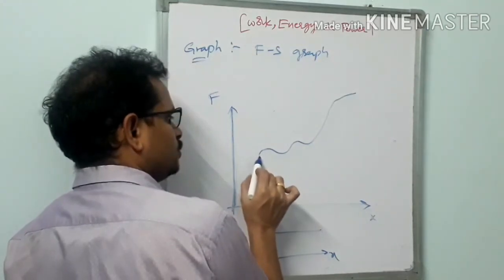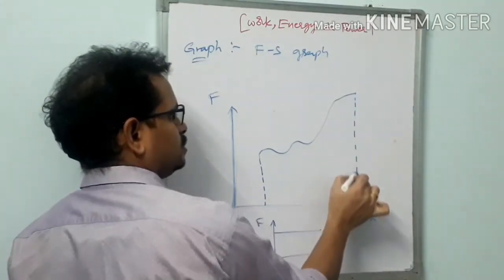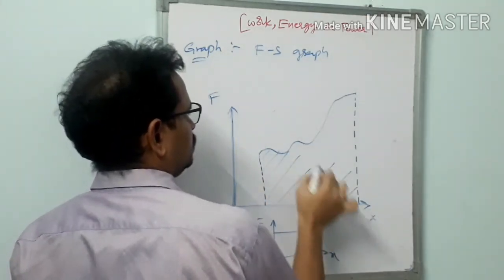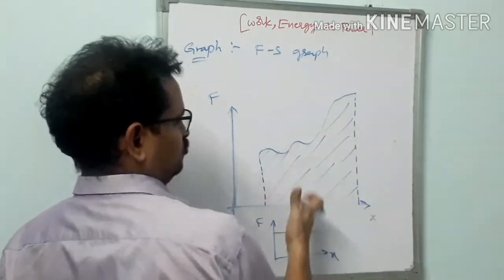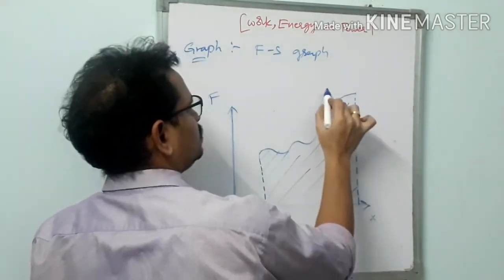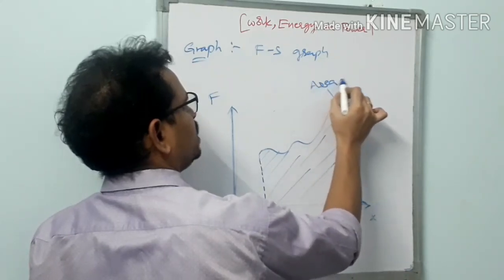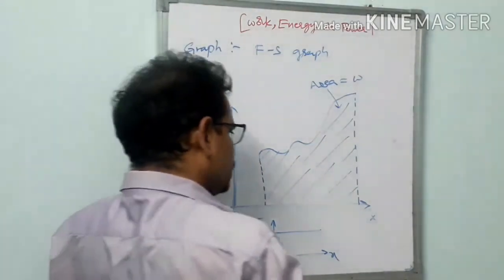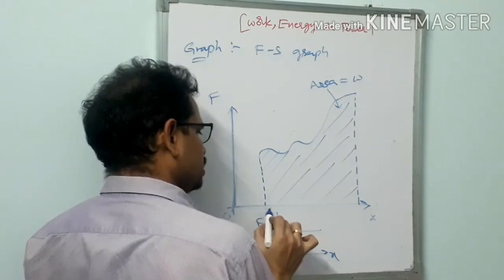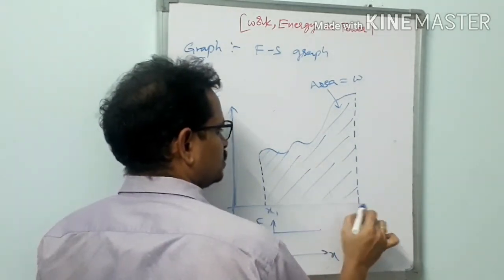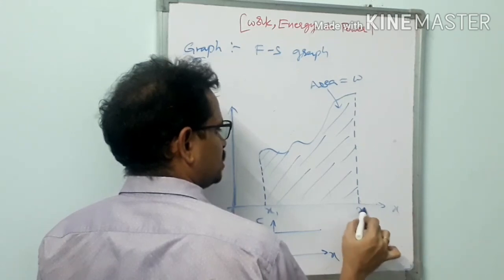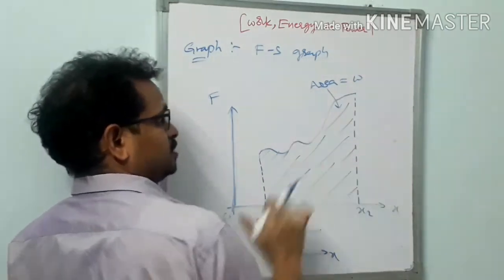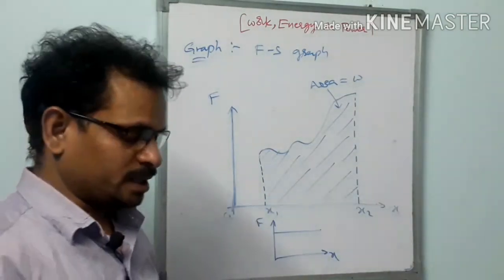In this case, what will you do? Join these ends like this. Draw perpendiculars like this. Just find out this area. This is the force displacement graph. The area of this graph is equal to work done. Let the initial position be x1 and some final position x2. When the displacement is from position x1 to x2, this is the corresponding area. This area is equal to the work done by that variable force.